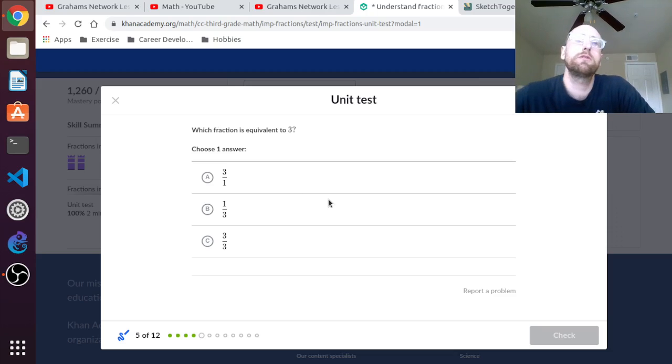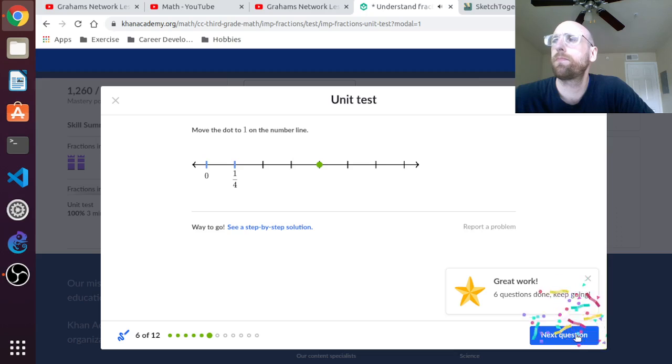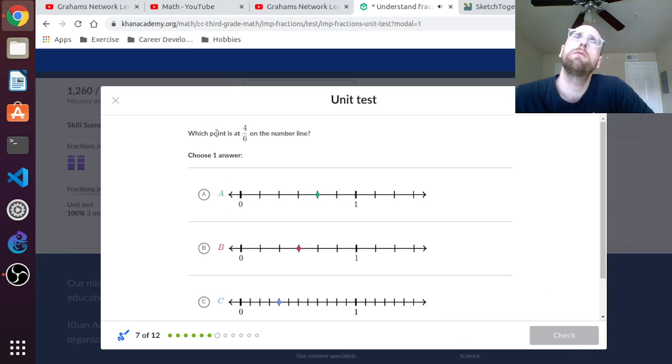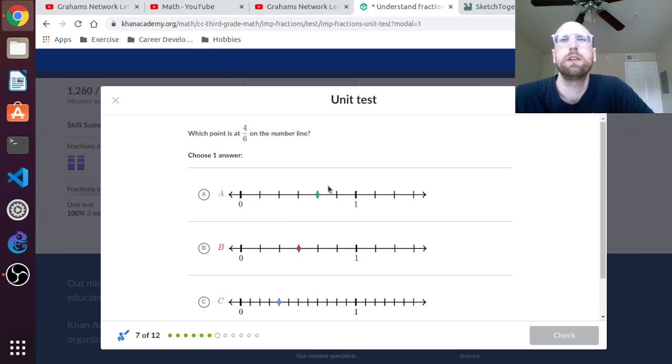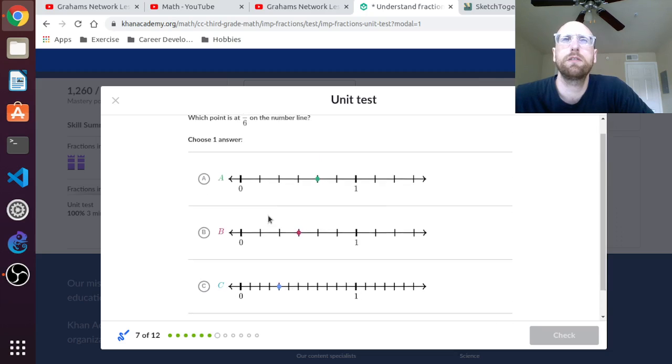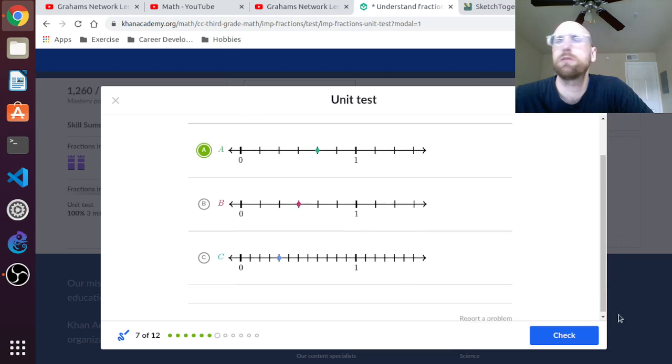What fraction is equivalent to 3? There we go. Move the dot to 1, so we've got 1/4, 2/4, 3/4, 4/4. That's a whole quantity of 1. At which point is 4/6 on the number line? So we need to have it divided into 6. 1, 2, 3, 4, 5, 6. So we right away know that C is not correct because it's not divided into sixths. We know that B is not correct because that's the third quantity. So here we go.